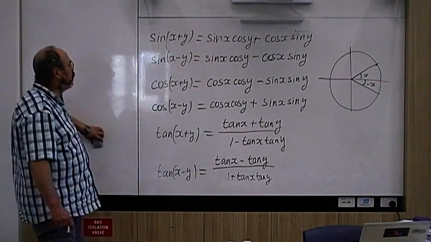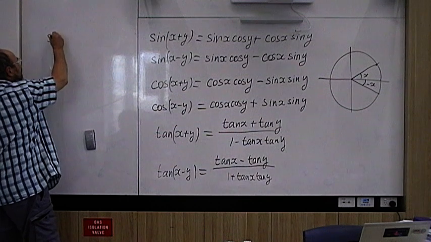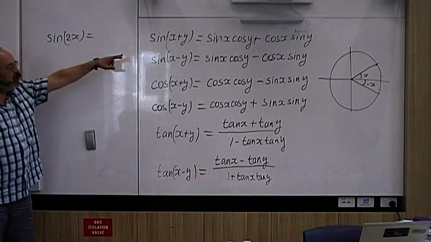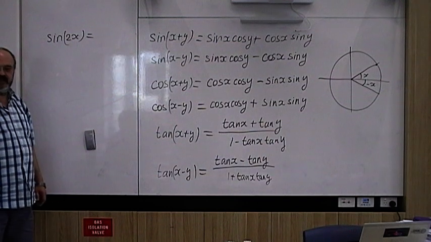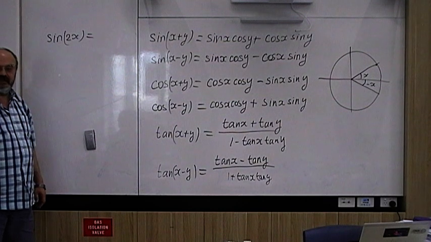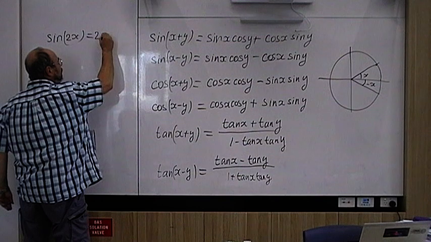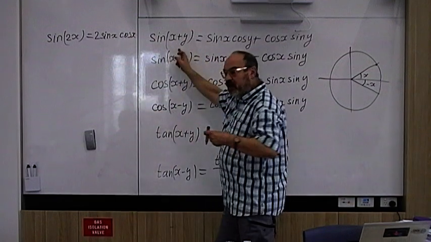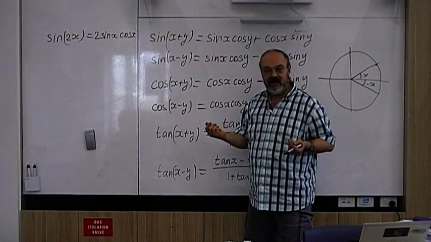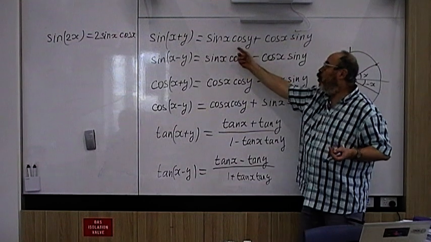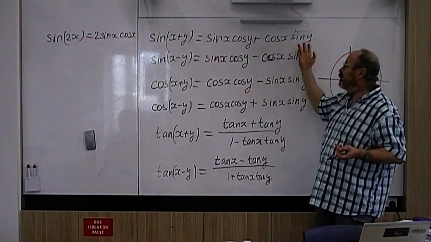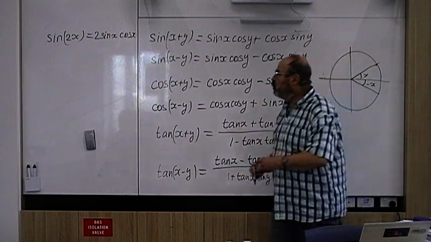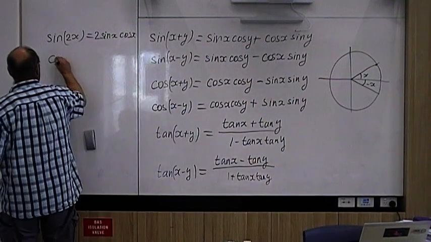Now, looking at these formulas, can you tell me what sine of the double angle, sine 2x, equals? Looking at the top line, sine of theta plus theta. Yes, it will be equal to 2 sine x cos x. Because what does 2x mean? That means y equals x. We have x plus x. And we will get sine x cos x plus cos x sine x, which is 2 sine x cos x. Make sense?